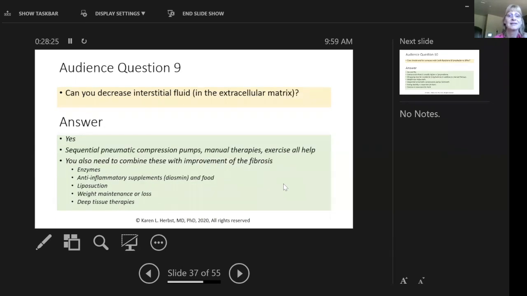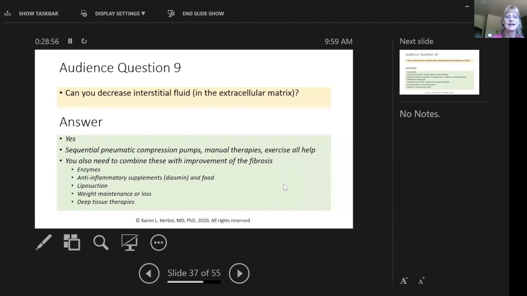Number 9, can you decrease interstitial fluid in the extracellular matrix? Yes. And I showed that pumps can do this, but I believe manual therapies, exercise can do it. But you can't just push it out alone. You have to change the structure of the tissue at the same time. So you have to push things out, but then you have to improve the health of the fibers, the collagen, the elastin. So I think enzymes help with that.